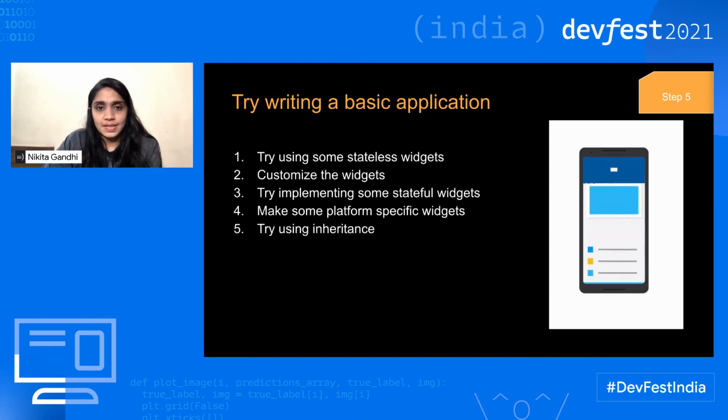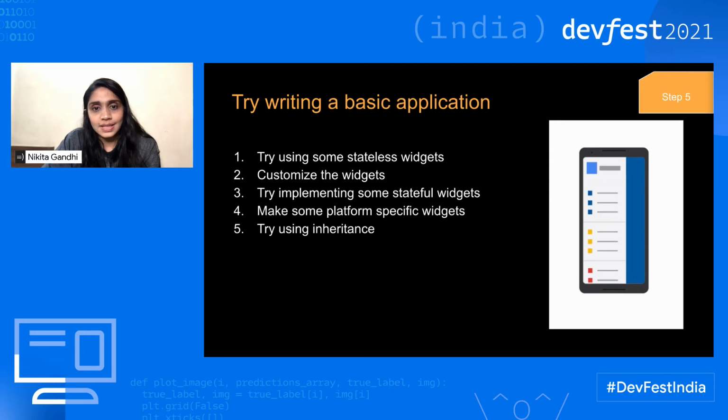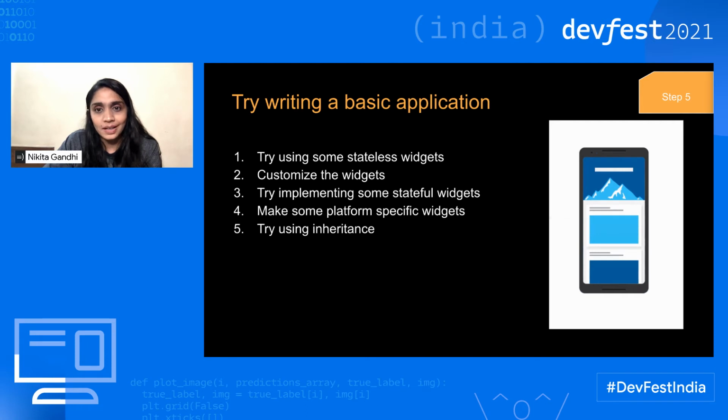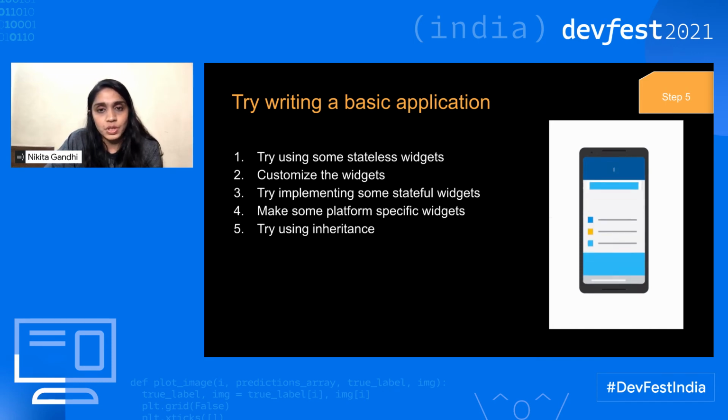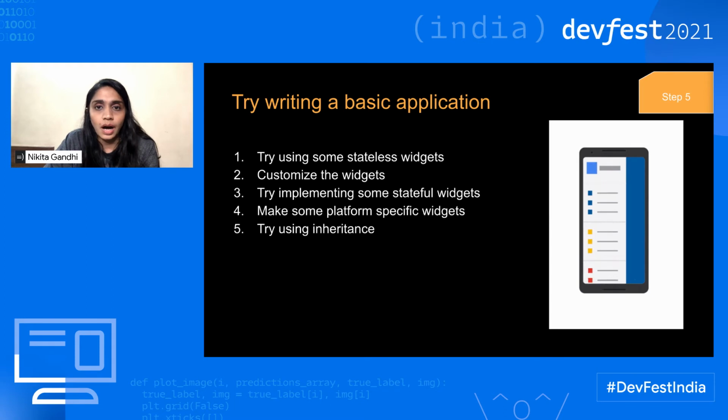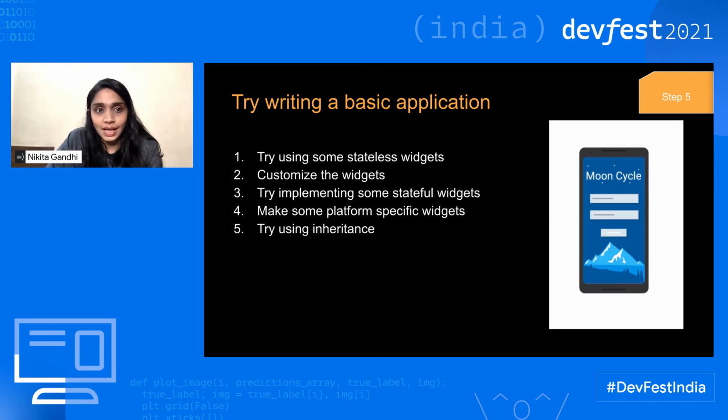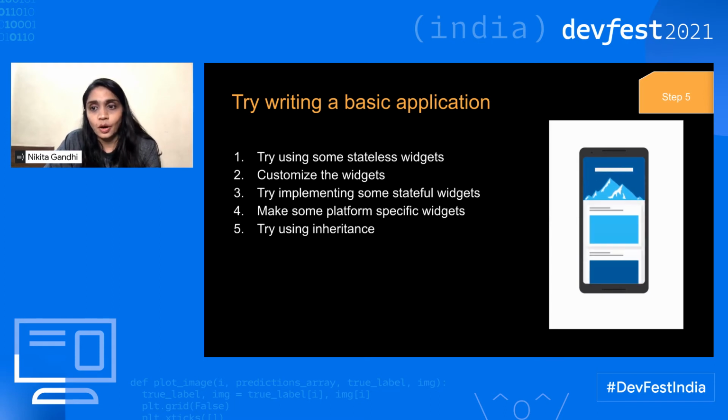Once you know what the basic widgets are, and what stateless and stateful widgets are, try writing a basic application. So this is a small activity for all of you. Once you get started with Flutter, you're familiar with Dart and different types of widgets. Try using some widgets in your application, customize them, use stateful widgets, stateless widgets, and some platform specific widgets, like some widgets work only for a particular operating system. Try using inheritance, that would give you a basic understanding of how to build a basic application using Flutter.